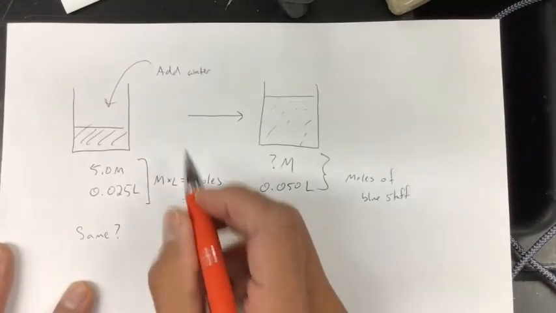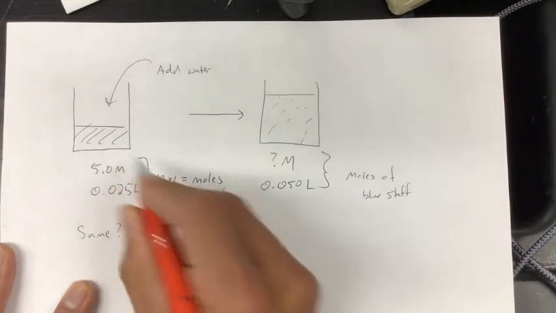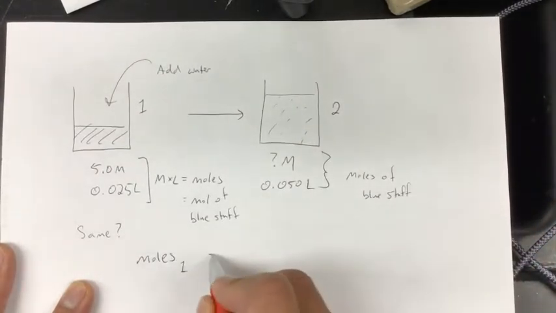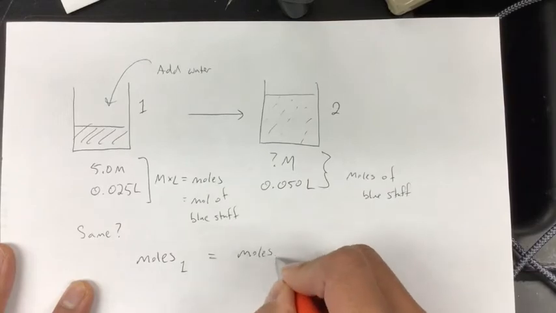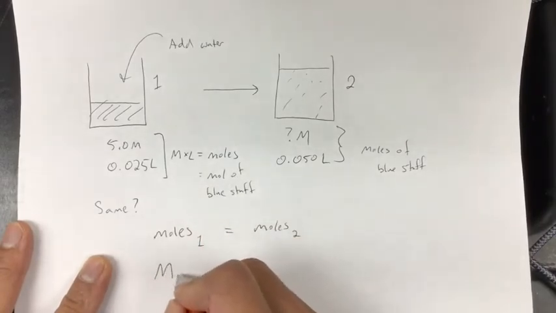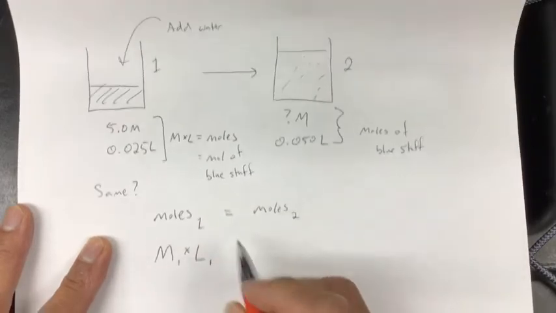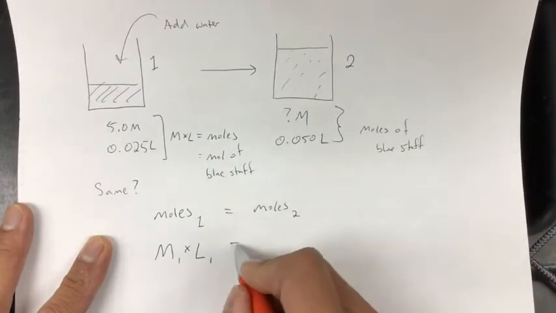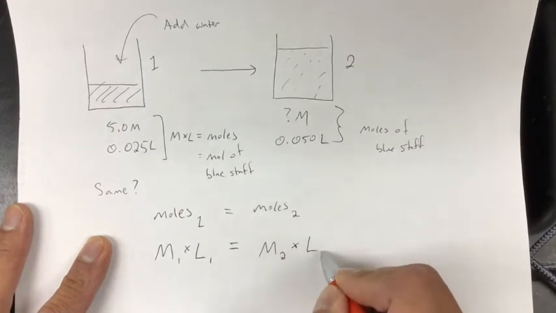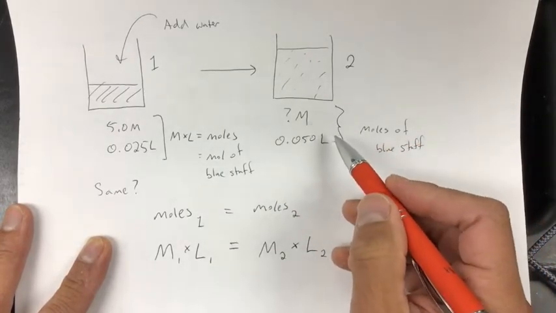So one concept that we're thinking about here is, well, the moles in beaker 1, so I'm going to call this beaker 1, and this is beaker 2. The moles of beaker 1 equal the moles in beaker 2, which means that the molarity times the liters in beaker 1, so molarity 1 times liters 1, is going to equal the molarity 2 times the liters 2. Okay, so remember, molarity times liters is moles.